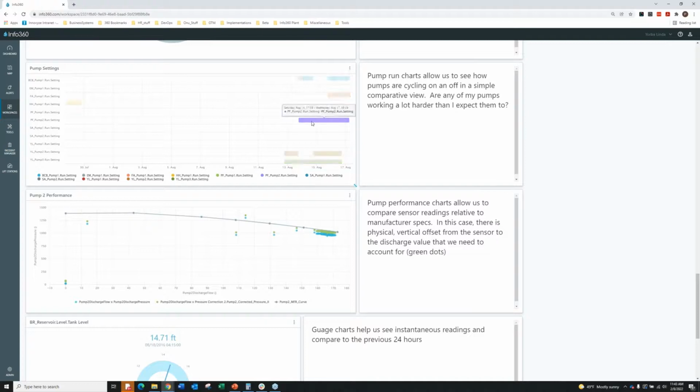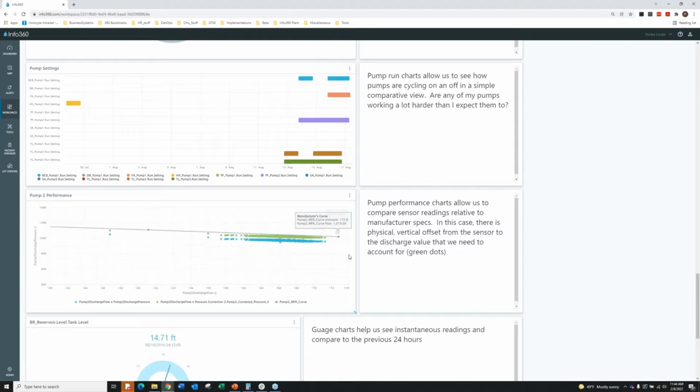So what you would do, and probably most likely in combination with that, is then use a pump performance chart. A pump performance chart allows you to compare your sensor readings relative to manufacturer specs. And as I mentioned, we have compound pump performance charts, so I'm going to focus on this area here. And we have two series in here.